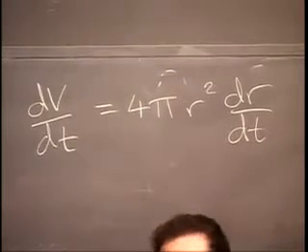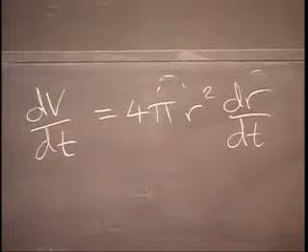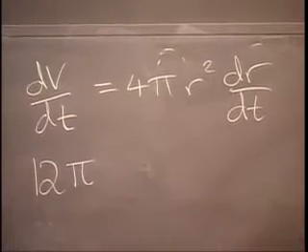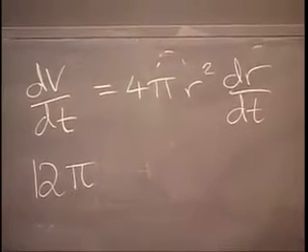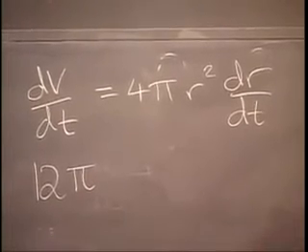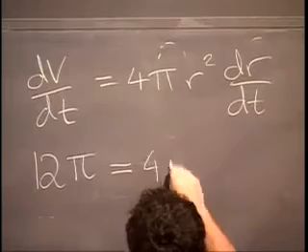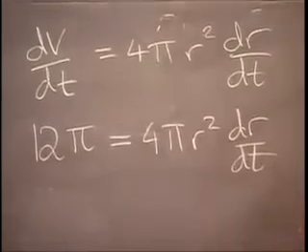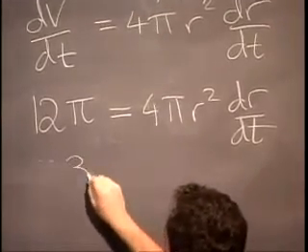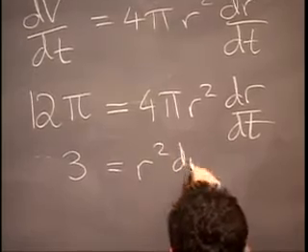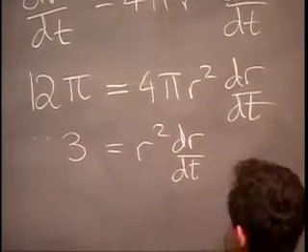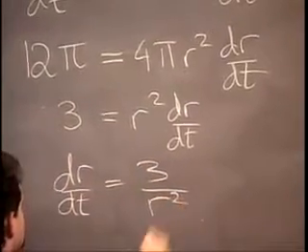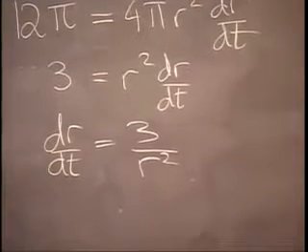Well, the question says air goes in at 12 pi inches cubed per second. So dV/dt is just 12 pi. Because the balloon is increasing by 12 pi in volume every second. And we get this equation, which we could actually simplify a little bit. 3 equals r squared dr/dt. I'll just leave it like that. Actually, I won't. I'll change my mind. dr/dt is 3 over r squared.